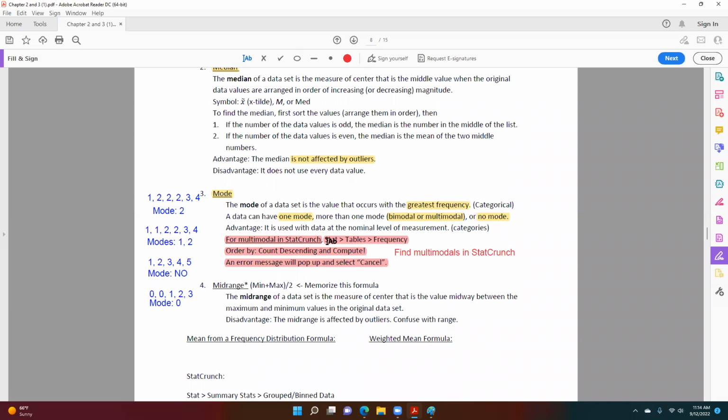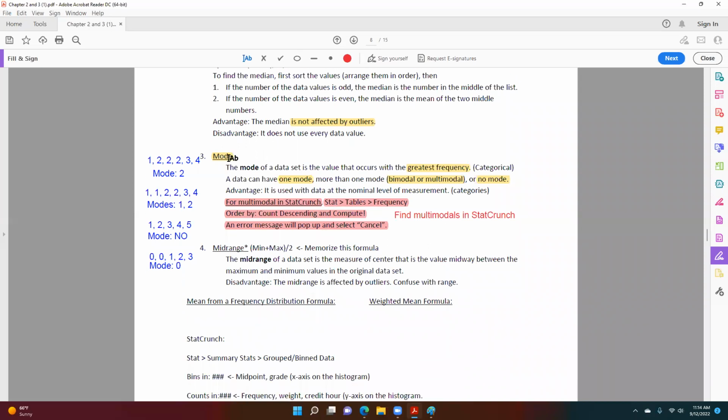Make sure you guys do the normal one first. And if the mode says that it is multi-modal, or you have multiple modes, then you do it this way to figure out the modes.